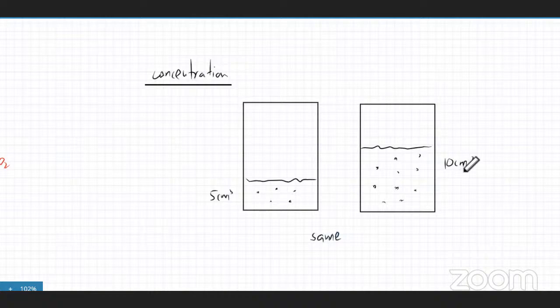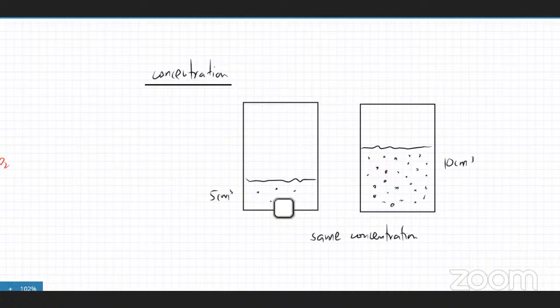So the number of collisions per unit time is going to be the same. That's the first thing. What would increase the number of collisions is if one of the solutions is more concentrated, like you've got 20 particles per unit volume. Now this one is going to have a lot more collisions compared to this one. Is that clear? Yes.